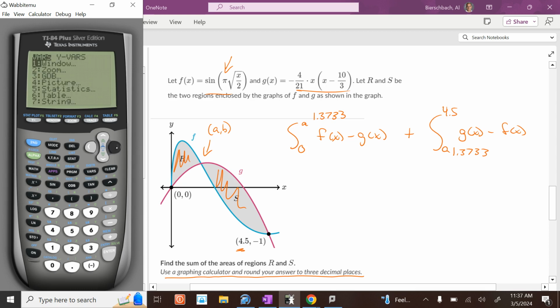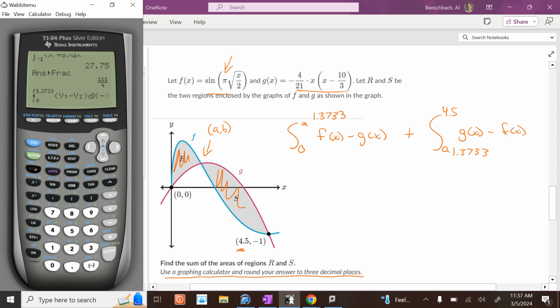Here's my little cheat. Vars, y vars, enter, enter, y1, minus vars, y vars, enter, y2, enter. And I'll just grab those equations. I've already graphed them. I've already got them in the calculator. I'll just grab them from there. dx.